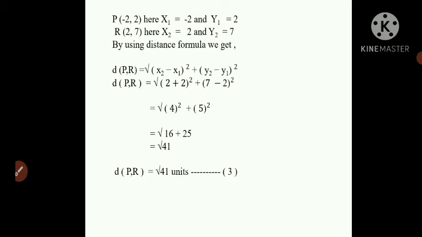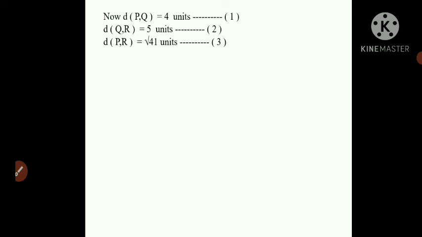Now if you see here, we got 3 statements. So what we'll do, we'll compare. So distance of PQ is 4 units, which was my statement number 1. QR we got as 5 units, statement number 2. And PR is under root 41, which is my statement number 3. So see, if we take here PR square is equal to PQ square plus QR square. So PR is under root 41 the whole square plus PQ plus QR, that is 5 square plus the other one we got 4 square.